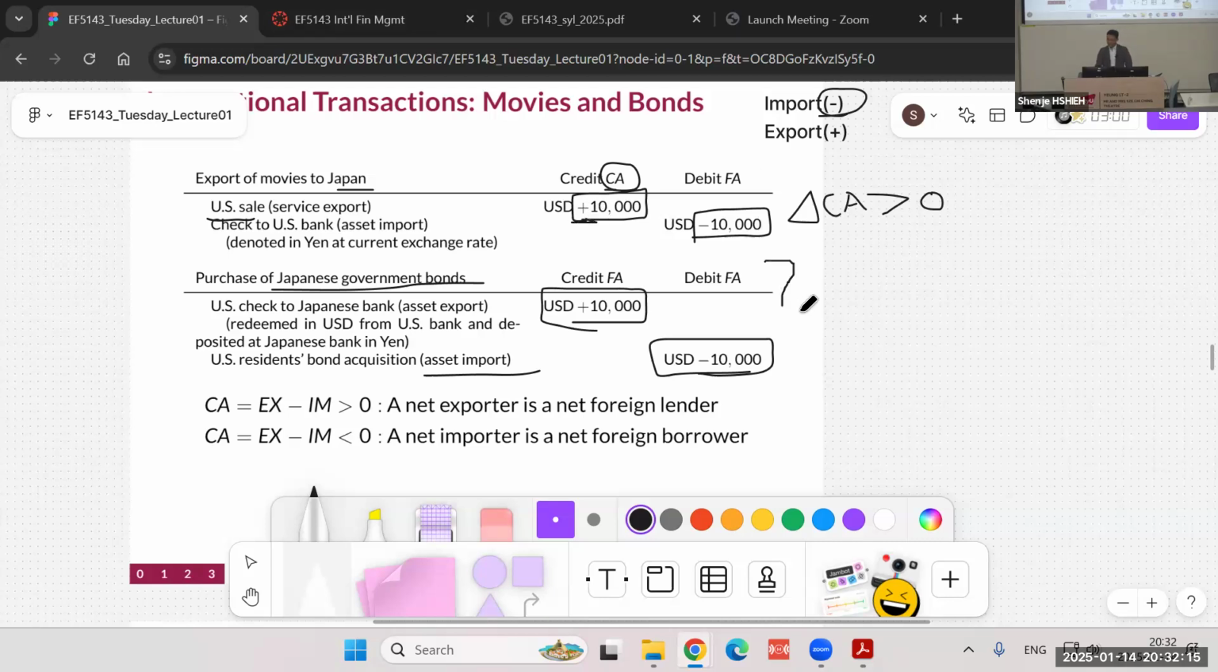But in this situation, at the very moment, there is a transaction between dollars and Japanese bonds. There is no change in CA, right? There should be none. Should be zero. But if the Japanese bonds start paying dividends, that will eventually lead to an increase in the current account, as I'll show you later, okay? But just these instantaneous transactions, there should be no change in the current account.